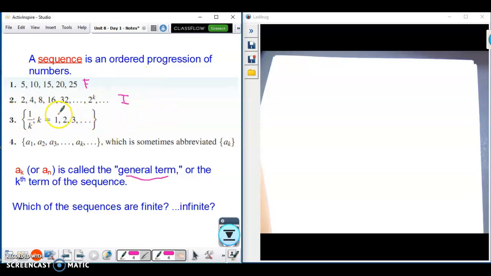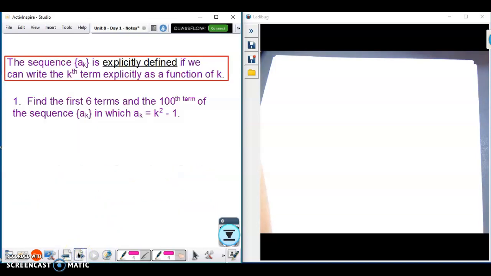Same thing with number 3. They give us a formula. They tell you you're going to plug in 1, 2, 3, and you're going to keep plugging in forever and ever and ever. So this would also be infinite. And then for the last one, even though they don't actually tell you what the values are in the sequence, it does say that it keeps going on forever, so it would also be infinite. So finite means it stops. Infinite means it keeps going on forever. Sequence is just an ordered progression of numbers.